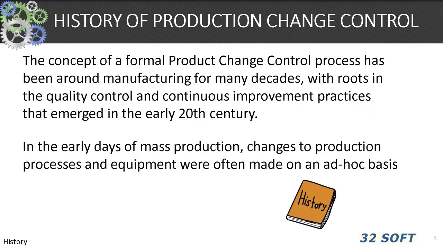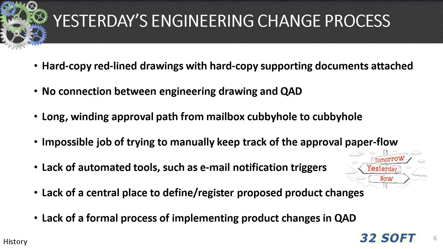of product change control. The concept of a formal product change process has been around manufacturing for many decades, with roots in quality control and the continuous improvement practices that emerged in the 20th century. In the early days of mass production, change to production processes and equipment was pretty much on an ad hoc or as-needed basis. In the 1950s and 60s, we saw the advent of total quality control and Kaizen. And now in the 1970s to the 2000s and beyond, we have the advent of computerized manufacturing systems, and ERP technology has brought many new capabilities for managing product change.